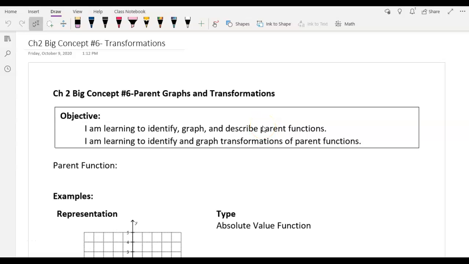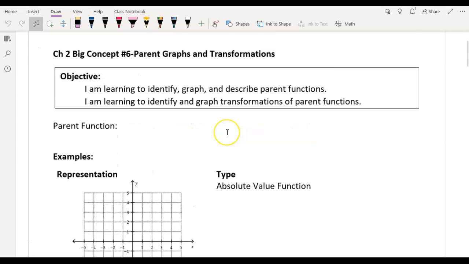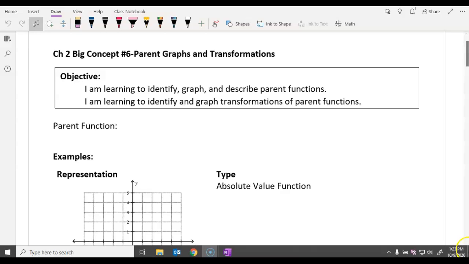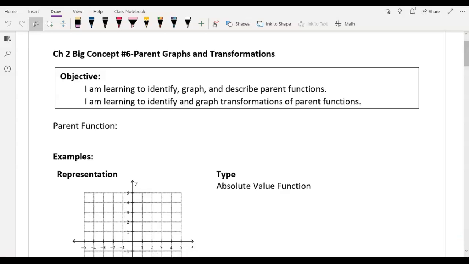Alright, so today we're going to look at Chapter 2, Big Concept Number 6, Parent Graphs and Transformations. I'm learning to identify, graph, and describe parent functions, and I am learning to identify and graph transformations of parent functions. Now, there are tons of parent functions out there, but we're primarily going to focus on only two types today. But first, a parent function is the simplest function of a family.